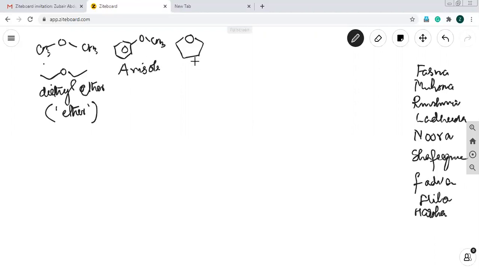Anisole. This is tetrahydrofuran or THF, a commonly known solvent. Okay, so these are the common ethers which we come across, and you can prepare.